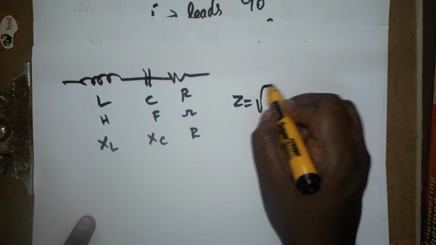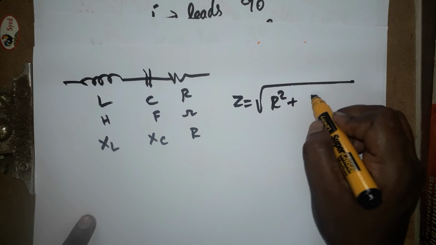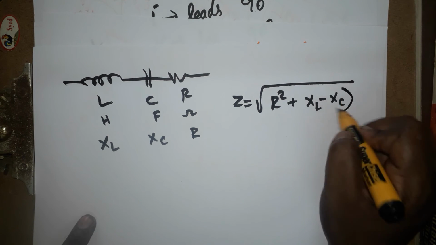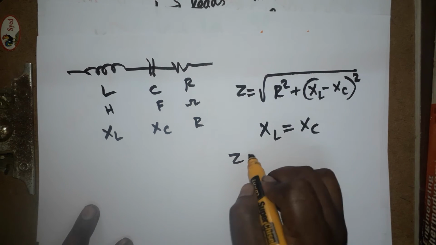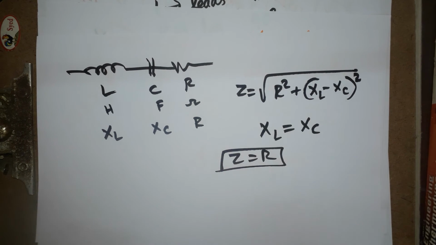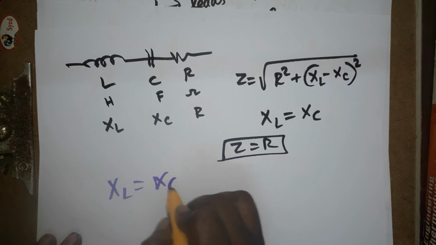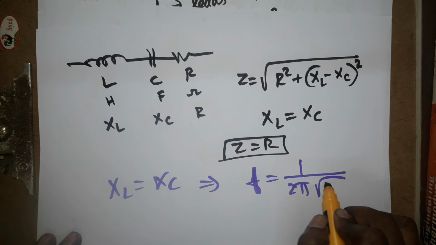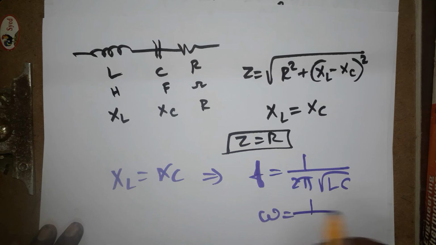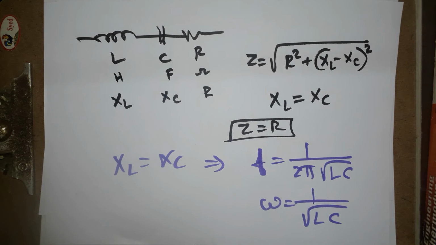Z is equal to root of R square plus (XL minus XC) whole square. When XL is equal to XC, Z is equal to R. That's the combination you should get. When XL is equal to XC, it's the resonance condition. That's the time f is equal to 1 divided by 2 pi root of LC. Otherwise, omega is equal to 1 divided by root of LC. Like that, we can get the formula.